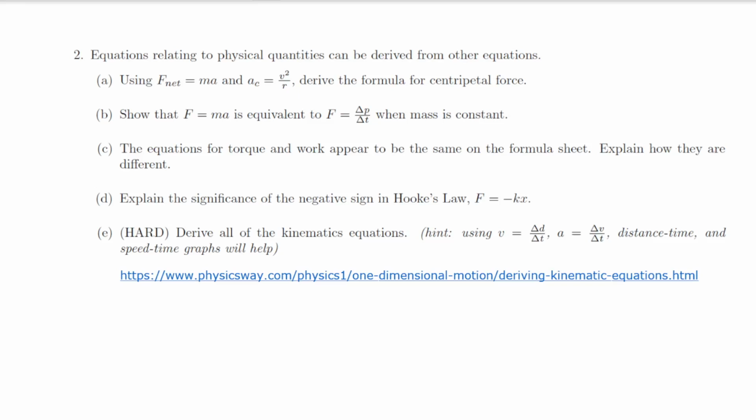Welcome back. So now we're going to look at a few equations that you'll come across in level 2 physics and how they're connected to each other and some of the different meanings behind them. So part A, using F net equals mass times acceleration, so Newton's second law of motion, and a_c, so centripetal acceleration, equals v squared divided by r, derive the formula for centripetal force.